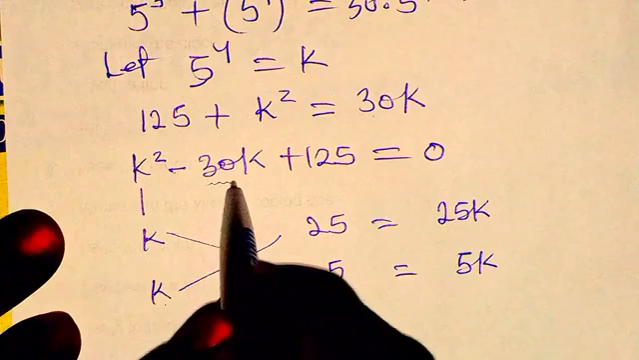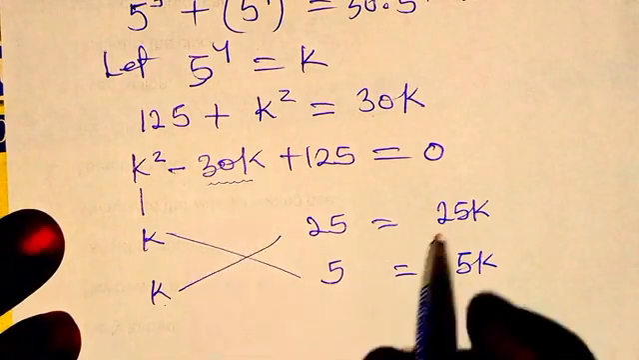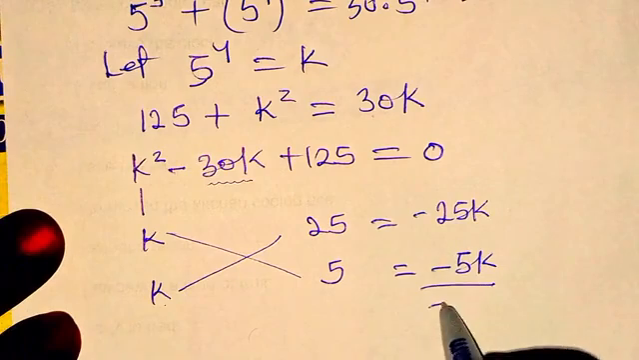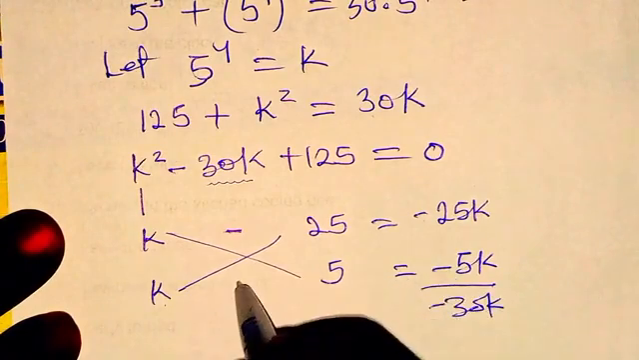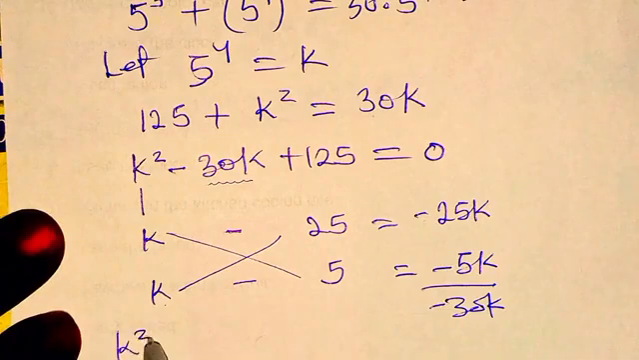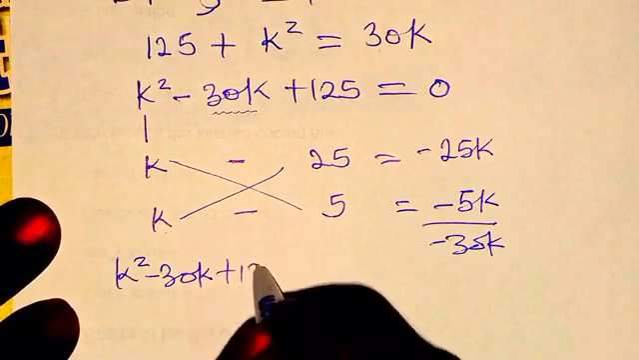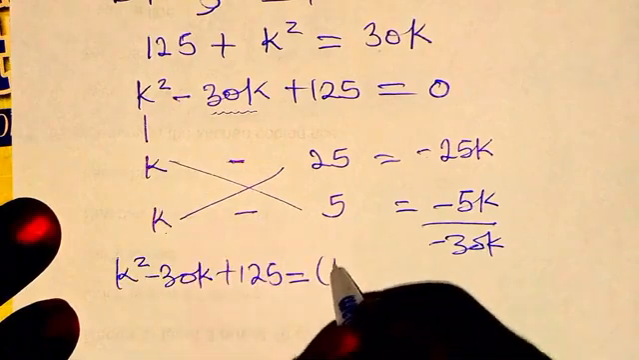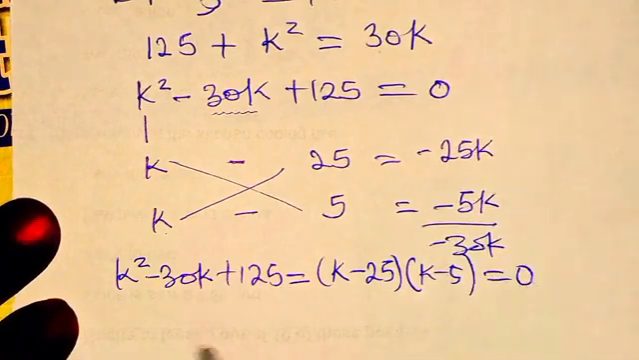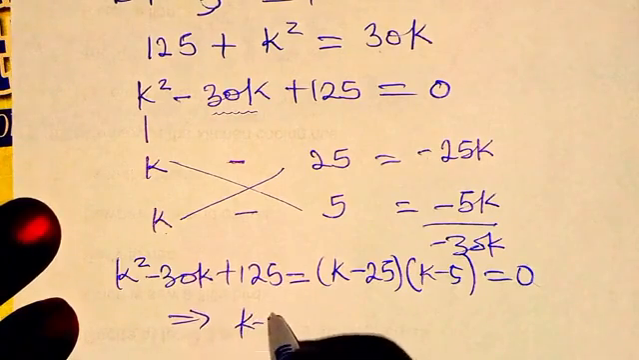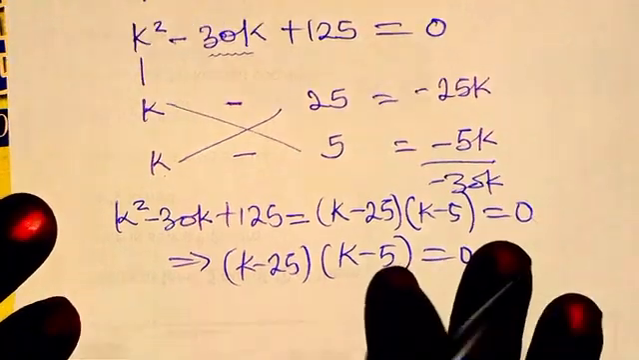Now let's look at what we have in the middle here. We can see that we are having minus 30k. So what can we do to this result so that we have minus 30k? Minus times minus will give us minus 30k. Since I put minus a, I must put minus a, bringing the minus down here. So k squared minus 30k plus 125 equals k minus 25 and k minus 5, which is equal to 0. This implies that k minus 25 and k minus 5 equals 0. This is the zero form equation.